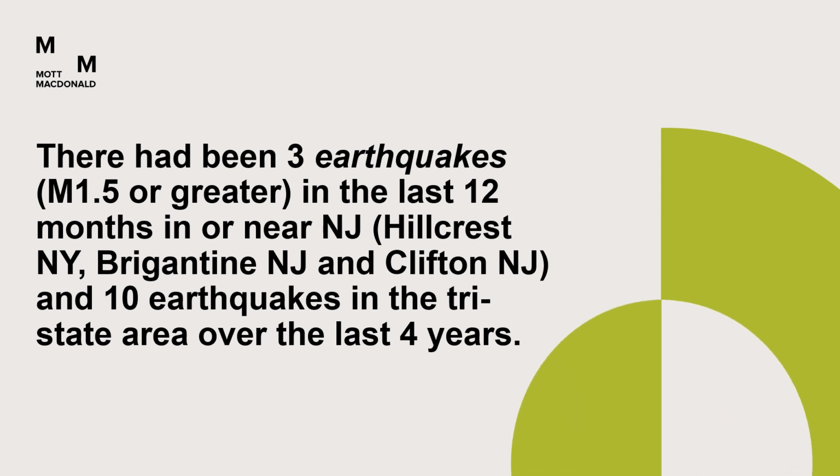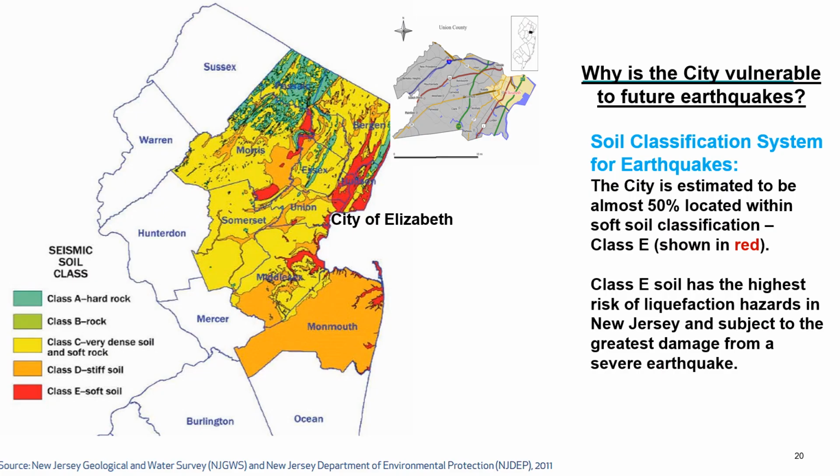Did you know there had been 3 earthquakes of 1.5 magnitude or greater in the last 12 months in or near New Jersey, and 10 earthquakes in the tri-state area over the last 4 years? So, why is the city vulnerable to future earthquakes? Well, soil classification systems for earthquakes indicate that the city is estimated to be almost 50% located within soft soil classification. That is Class E soils, shown in red on the left-hand side. Class E soil has the highest risk of liquefaction hazards in New Jersey and is subject to the greatest damage from a severe earthquake.